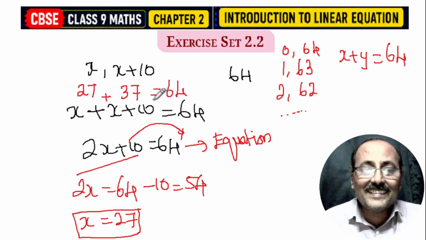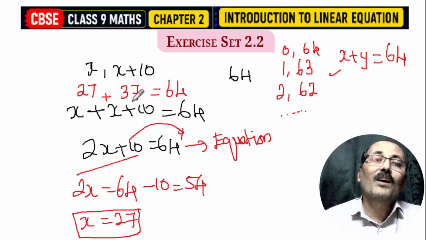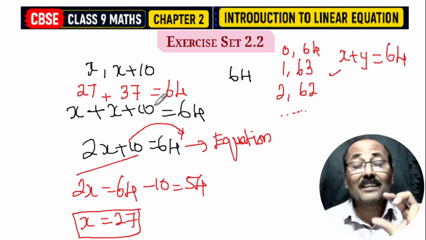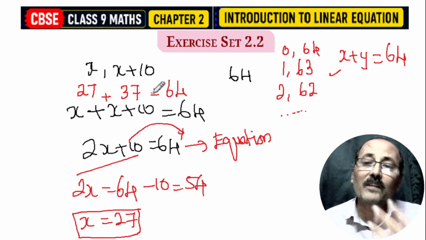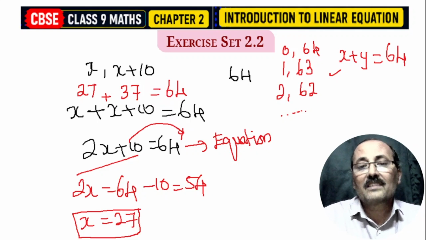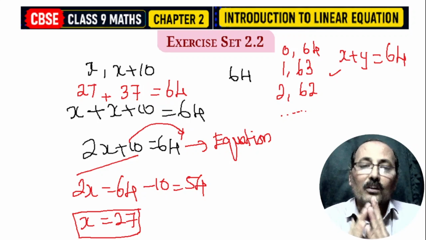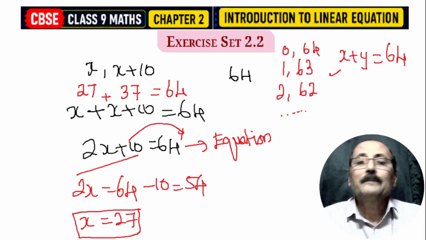Now this equation satisfies both conditions. Two numbers are there, and one number is 10 more than the other number. Like that you can frame a lot of questions and solve them easily. This type of sums we are going to see in exercise set 2.2. Shall we go to that?